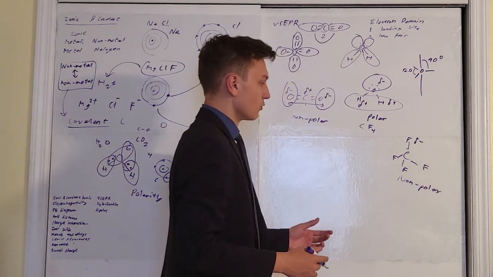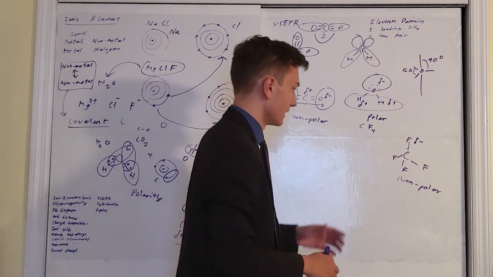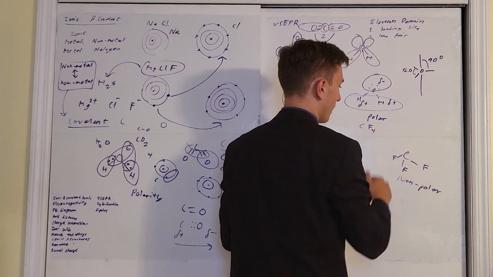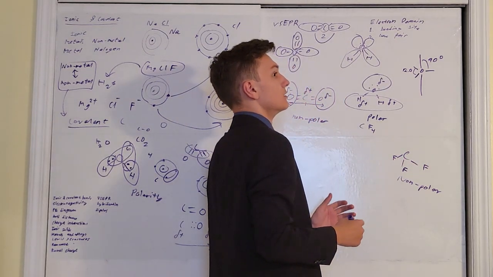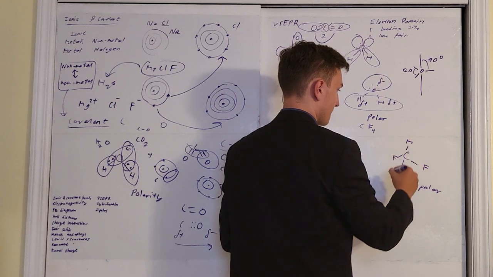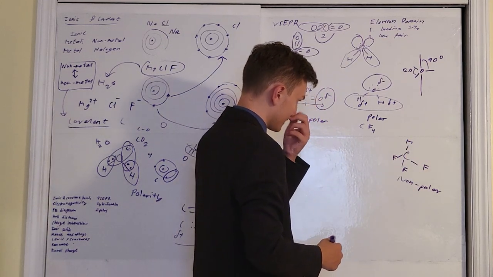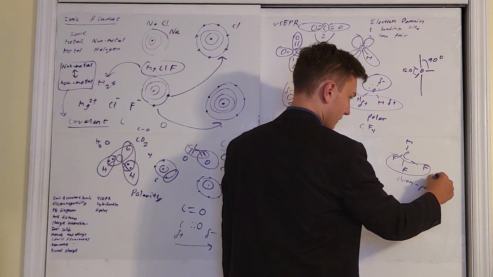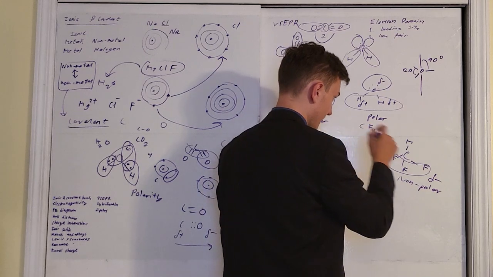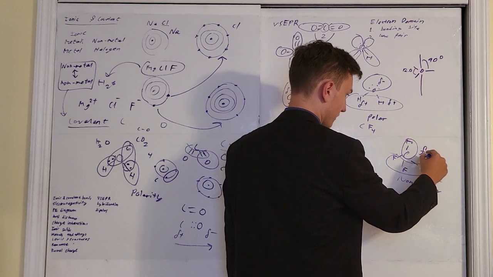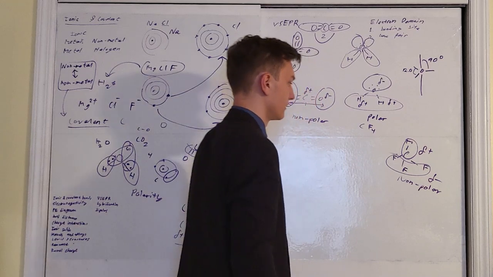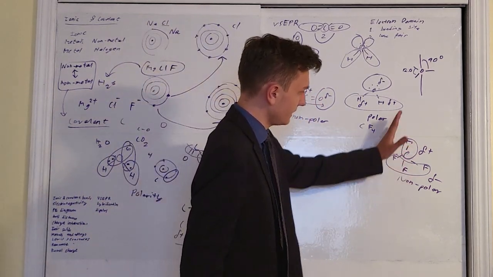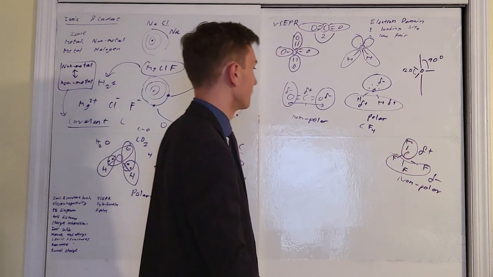If one was maybe C, what could we bond it to? CH. That would mean that these bonds develop a partial negative charge, and this section of the atom develops a partial positive charge. Okay? Because there's nothing up here to cancel out what's going on down here.